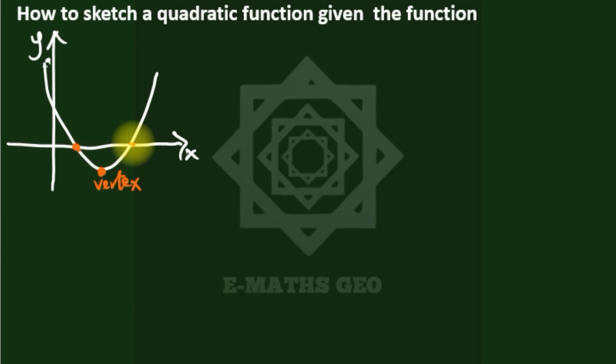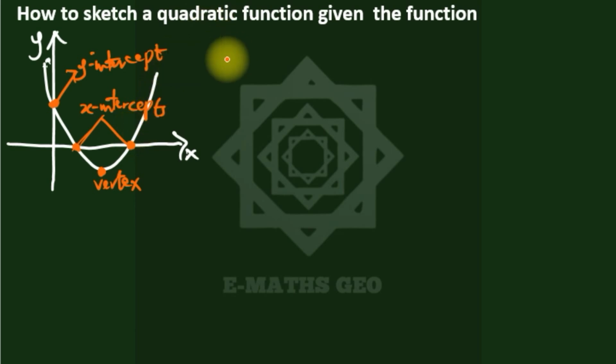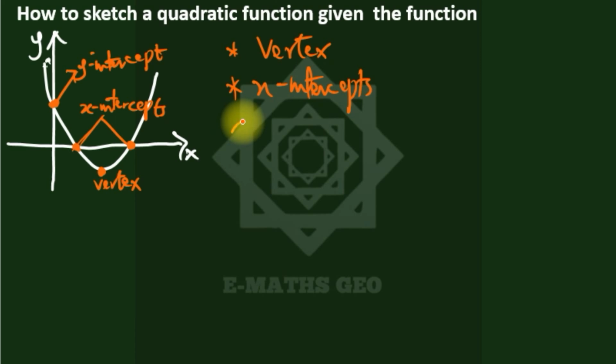these two, the x-intercepts, and finally the y-intercepts. So these are the 3 important points in a quadratic curve: the vertex, the x-intercepts, and the y-intercepts.